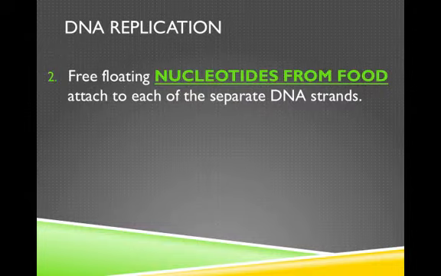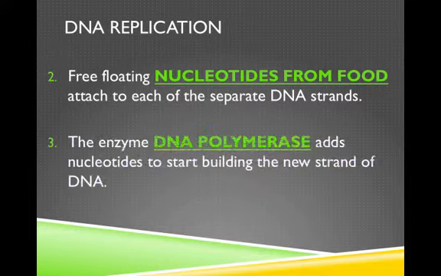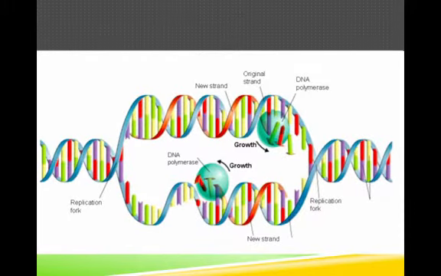The second step is free-floating nucleotides, mainly from your food, attach to each of the separate DNA strands. Then the enzyme DNA polymerase adds the nucleotides to start building the new strand of DNA. So if we take a look at this picture, you will see my DNA polymerase is adding my bases to my new strand.